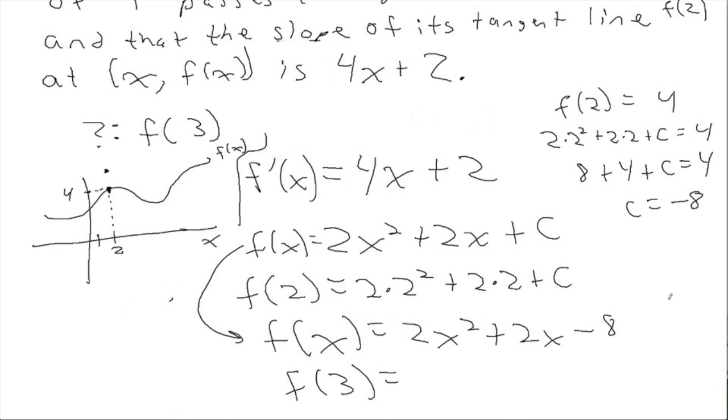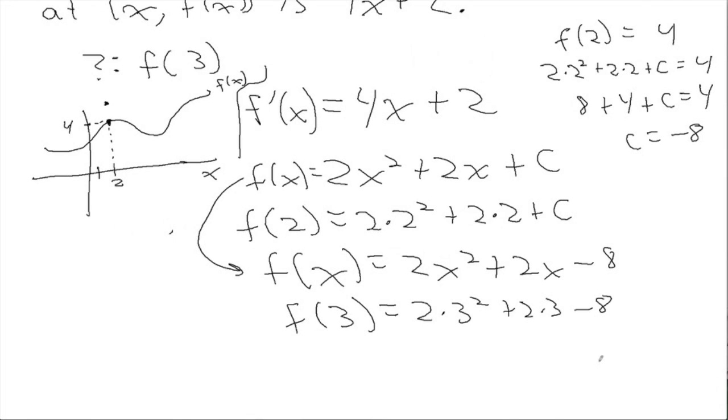F of x. So how can we find f of 3? We plug 3 into the function. Which version of the function? Well, this one that we just found. 2 times 3 squared plus 2 times 3 minus 8. So 18 plus 24 minus 8. So 16. F of 3 equals 16.